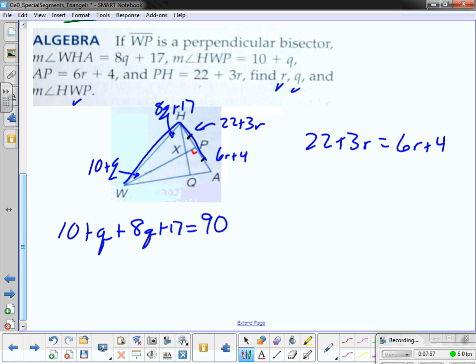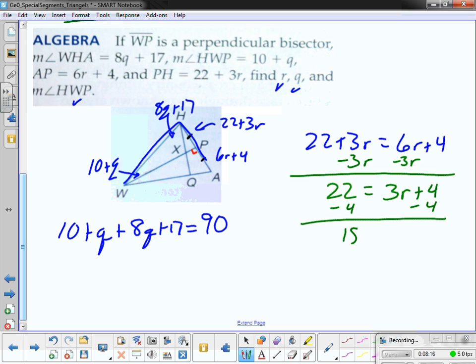So I have these 2 problems. I want to find the R and the Q. So let's go ahead and find the R since we started it first. Subtract the smaller R value, so I'm subtracting out the 3R. So I got 22 equals 3R plus 4. Subtract off the 4. That gets me 18 equals 3R. Now I can divide by 3. That gets me 6 is R.